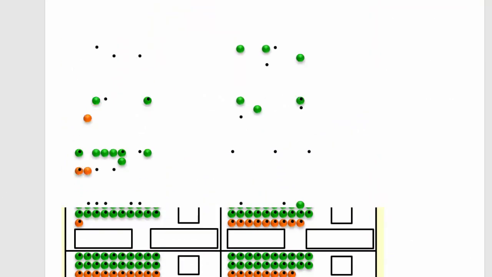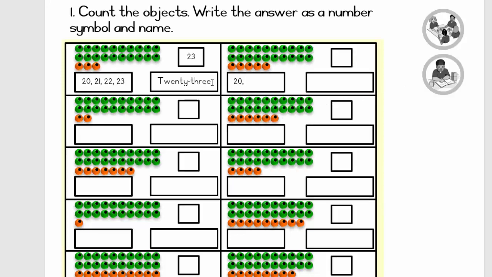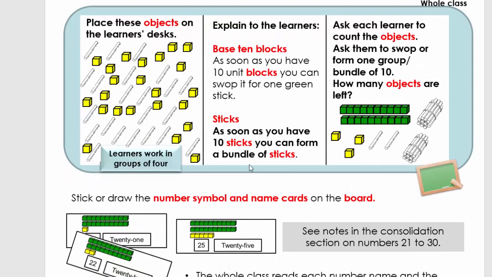So on your worksheet, this is the same concept. So we got groups of 10 and units. So if you don't have the resources, go to the worksheet. I'm just quickly going to go back to where I was.